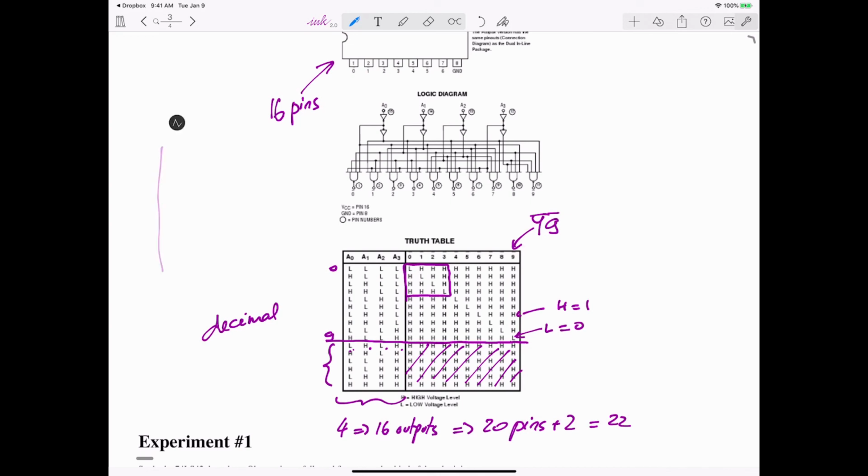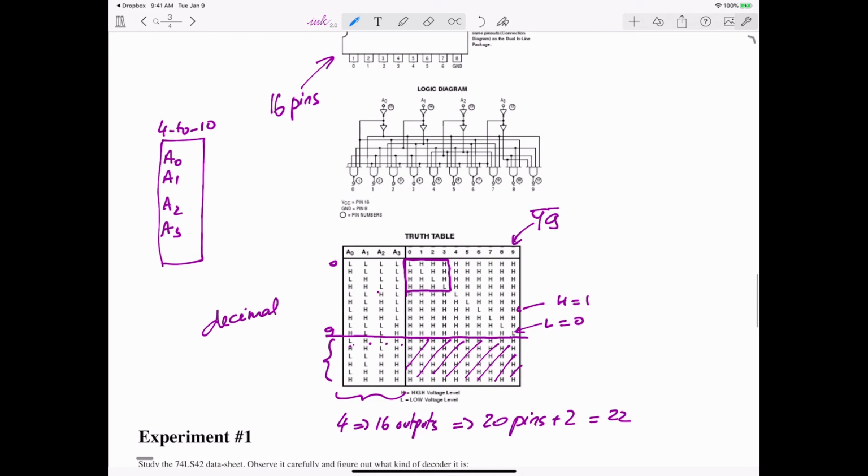So I have my 4 to 10 here. I'm going to use A0 and A1. A2 and A3 I'm not going to use, but I have to make sure that they are 0. They have to be low. So in order to do that, I'm going to connect them to ground. If I connect A2 and A3 to ground, they're always going to be 0. So I'm transforming my 4 to 10 into a 2 to 4, and I'm going to use only outputs 0, 1, 2, and 3. All the others, 4 to 9, I'm going to say NC, not connected.